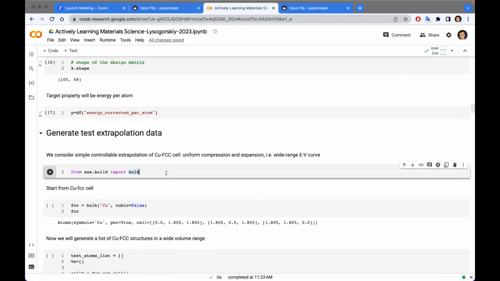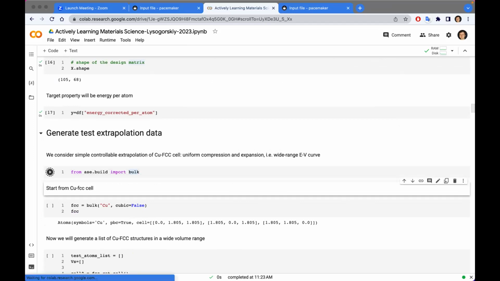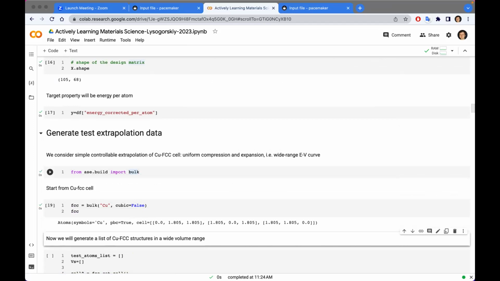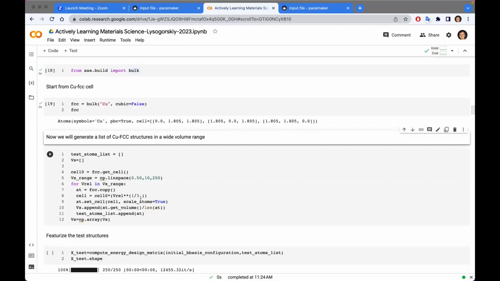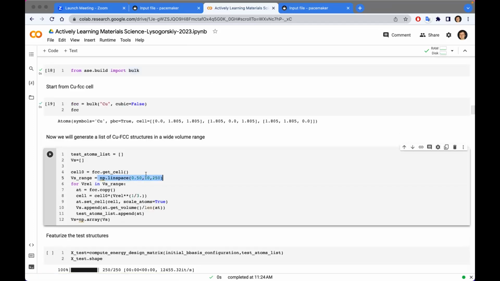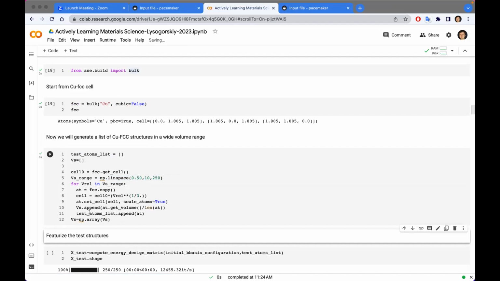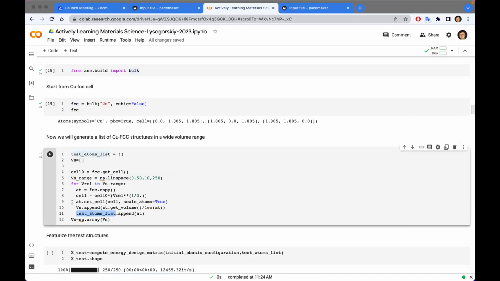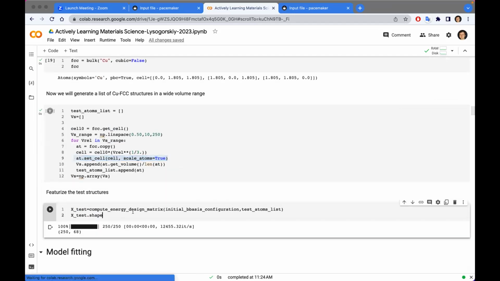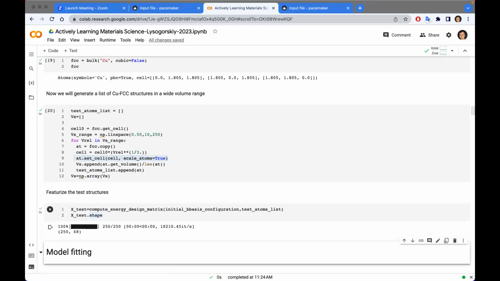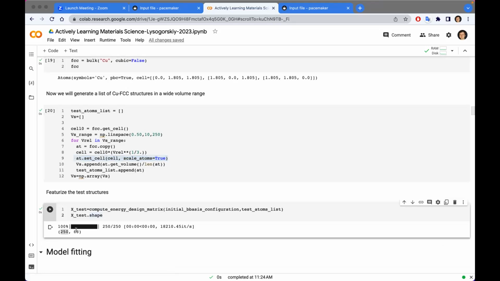Let's generate the test one with extrapolation. For that, I will use ASE. I create an FCC primitive cell, one atom, and I will do the volume range from 50% to, let's say, a factor of 10 of the original volume. I generate these ASE atoms by just rescaling the atom cell, and I will compute the same design matrix for that. So now I have 250 test structures and the same 68 functions.